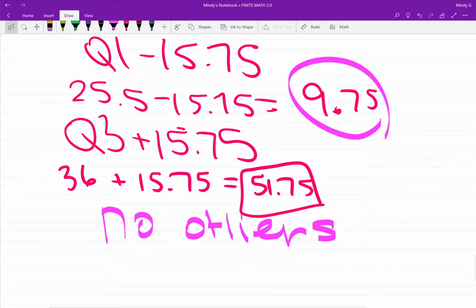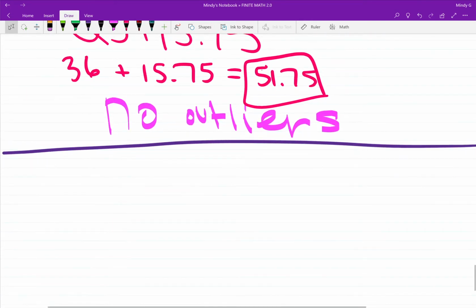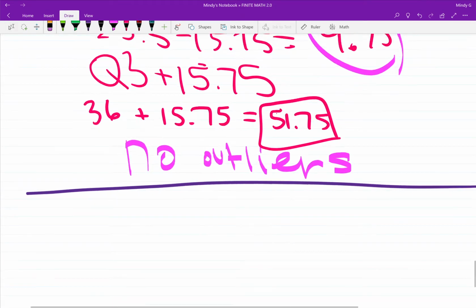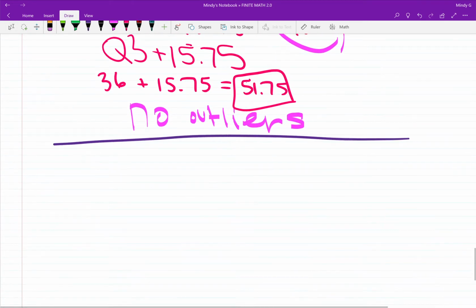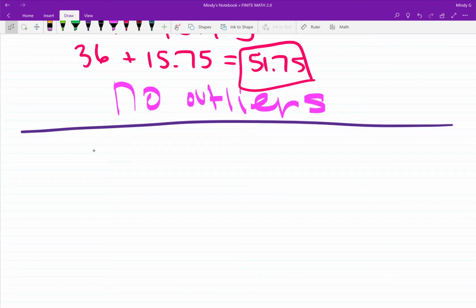Let me show you one where there are outliers, so you can see the difference. All right, so here we go. 738 is our minimum. 774 is Q1. 855 is our median. 1,097 is Q3. And 170,000 is our max.